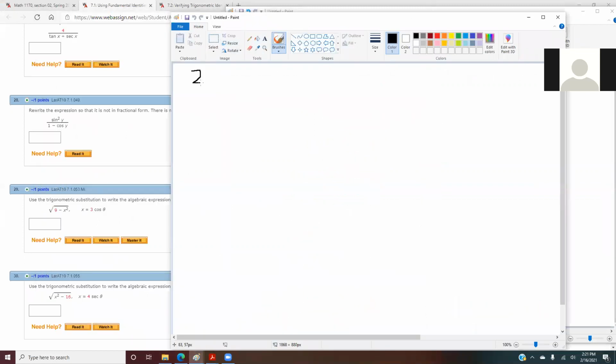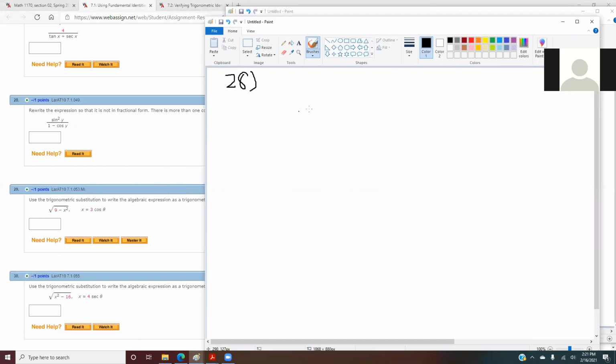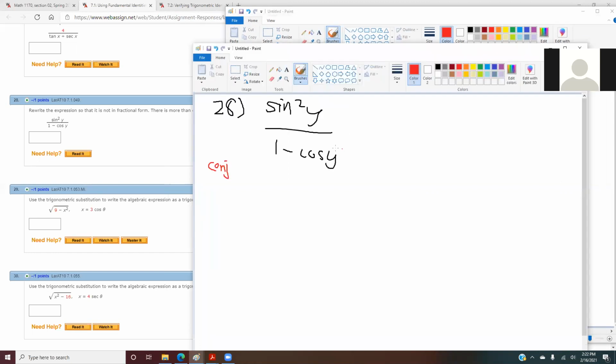Now, 28, they want you to do this without fraction form. Okay, see what they want you to do. So they say no fraction form. So in order for us to do question number 28, we will multiply by its conjugate. So if a question says not in a fraction form, you don't want a fraction form, then you do the conjugate. You guys know what a conjugate is? Can someone tell me what's the conjugate in this case, for the denominator?